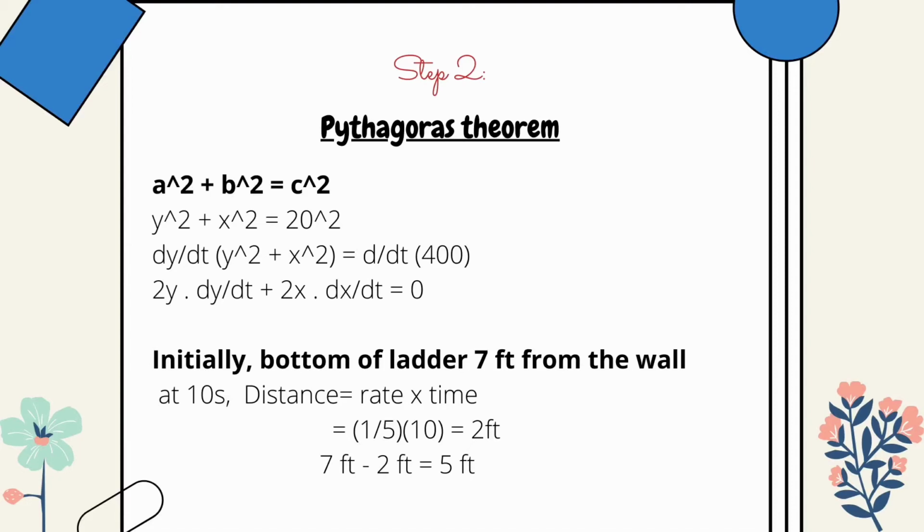Next, we know that the bottom of the ladder is 7 feet away from the wall before it is being pushed. So we want to find the distance after it is being pushed. Therefore, we substitute the information of rate and time to find the distance after 10 seconds. After we calculate the distance, we get to know how far the bottom of the ladder is from the wall after 10 seconds.